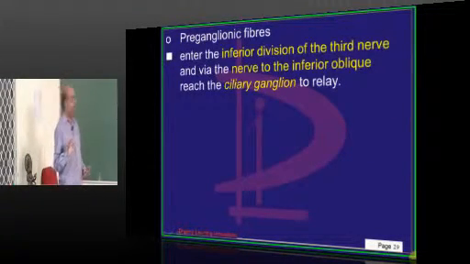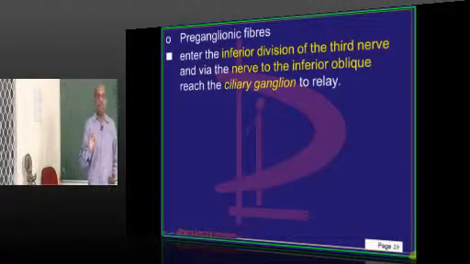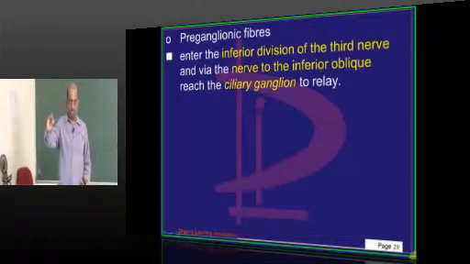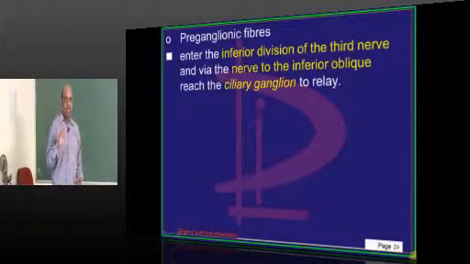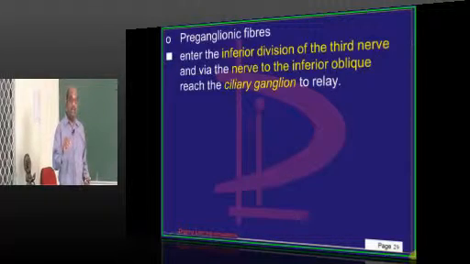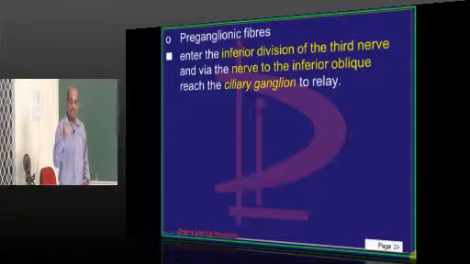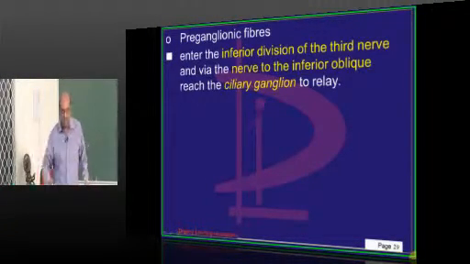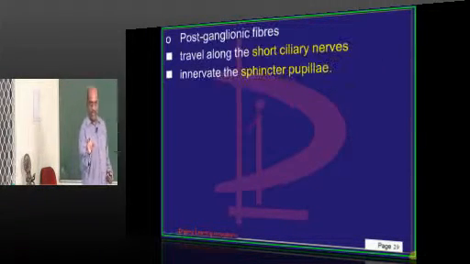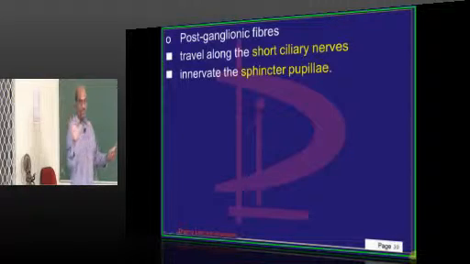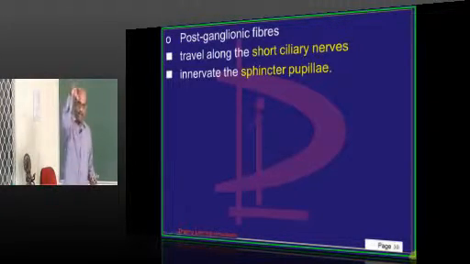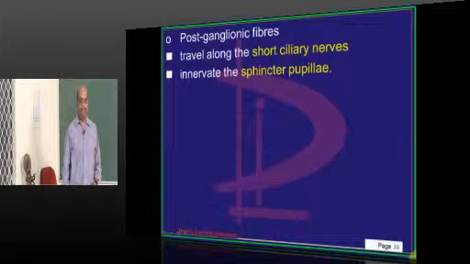You have a nerve to inferior oblique, one of the branches of the oculomotor. With them these fibers will travel. Which fibers? The fibers which are going to the sphincter pupillae, they travel along with that. And they reach the ciliary ganglion, and from the ciliary ganglion, the postganglionic fibers will pass through short ciliary nerves and they go and innervate the sphincter pupillae.